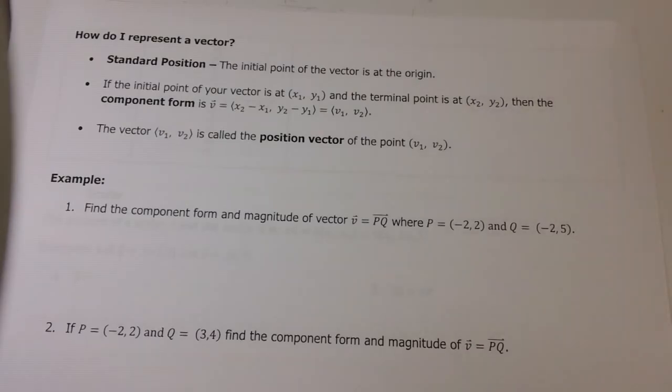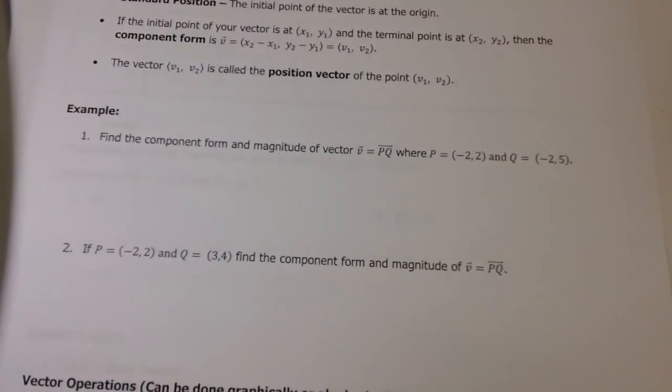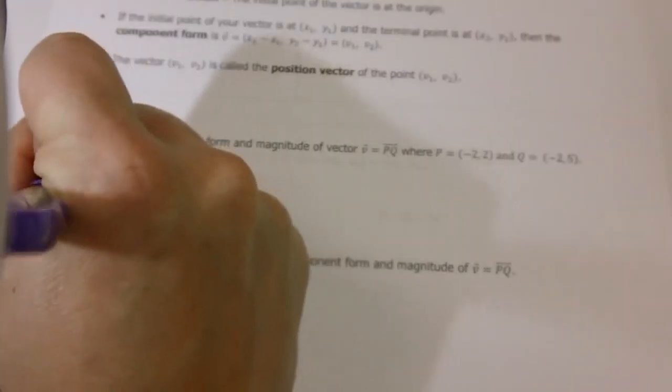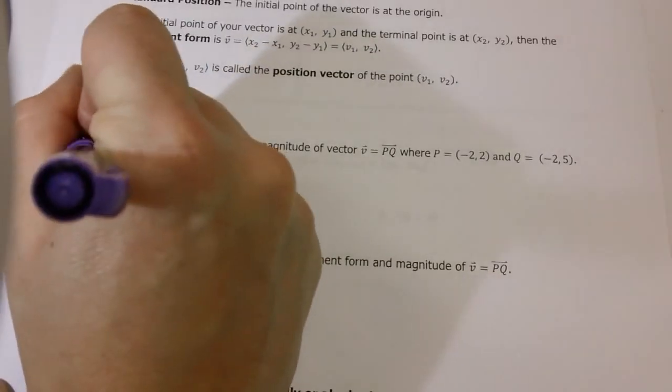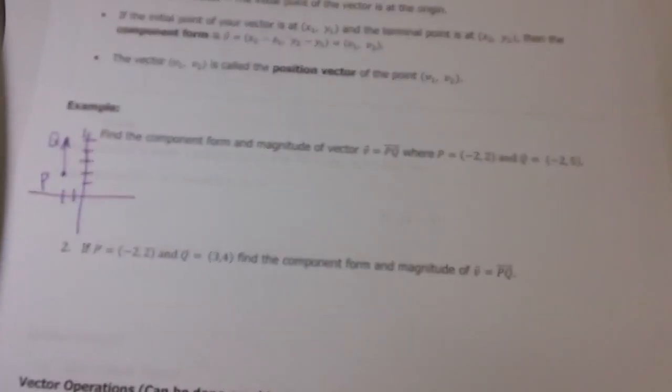Okay? To find the component form in this first example, and the magnitude of the vector PQ, where P is negative 2, 2, and Q is negative 2, 5. So basically, we have this vector PQ, and we're asked to put it in component form. Okay? So if we sketch this, we're at negative 2, 2, and negative 2, 5. So right now, our vector looks like this. Okay? So we want to change this so that it's in component form and then find the magnitude, okay?